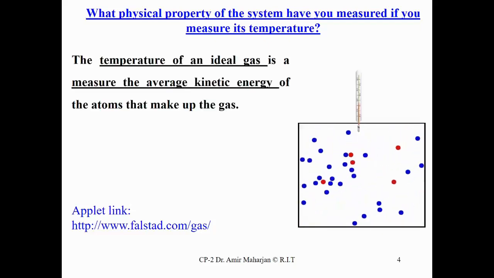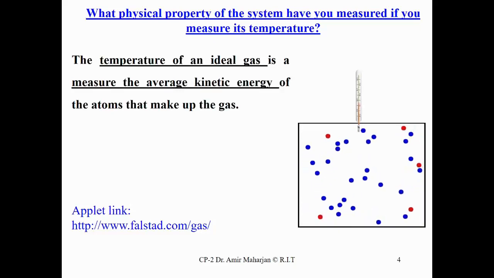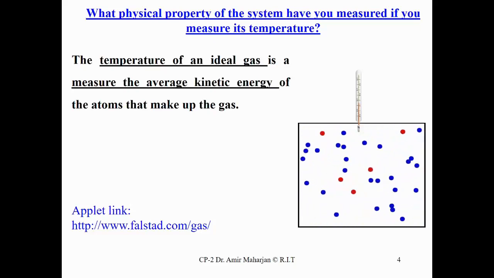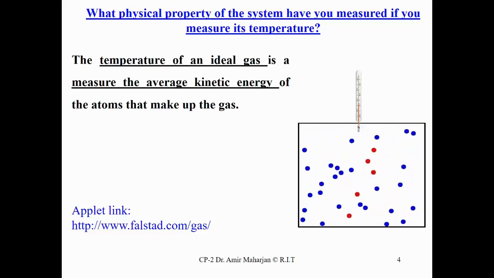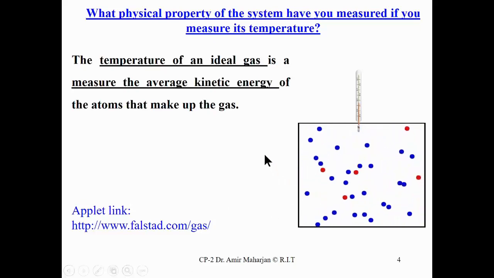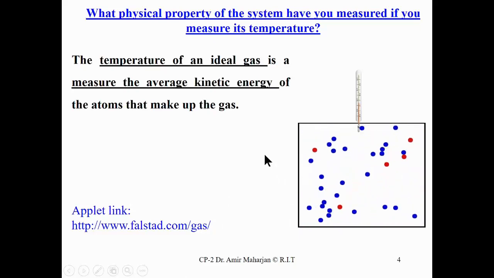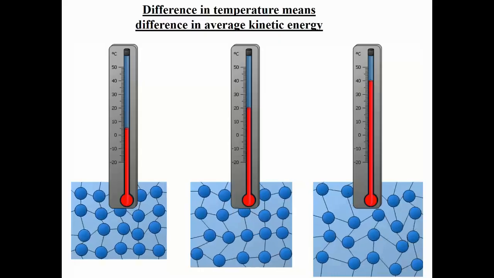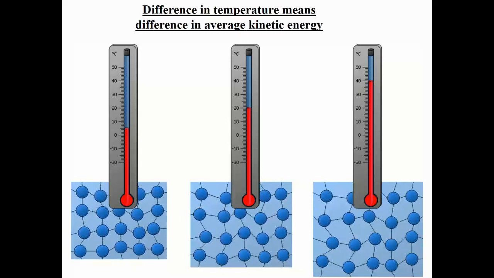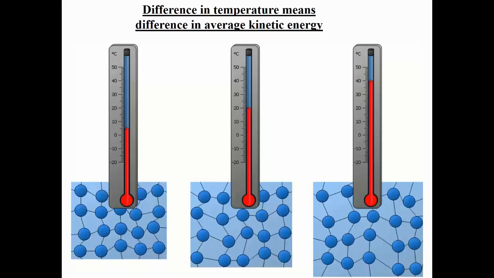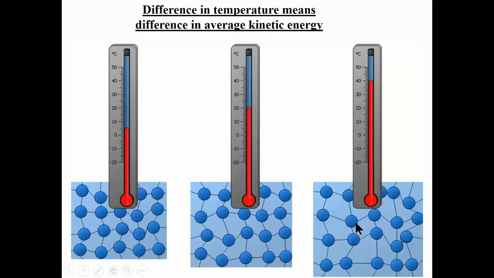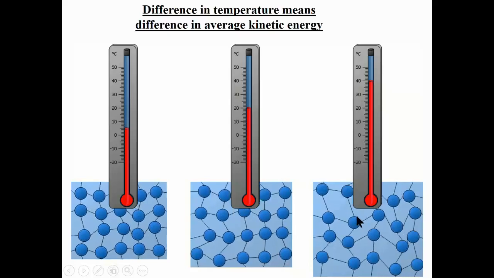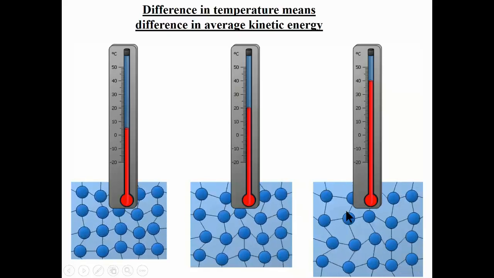When you measure the temperature of any system, say the temperature of a gas, it's the measurement of the average kinetic energy of the individual particles, the individual atoms that make up the gas. This animation shows that. You're basically measuring the average kinetic energy, not the total energy. Here's another animation. A difference in temperature means a difference in average kinetic energy, as you can see. In this third animation, the particles are vibrating, oscillating with more energy. So each particle will have more average kinetic energy compared to the first one. So obviously this will have a higher temperature.